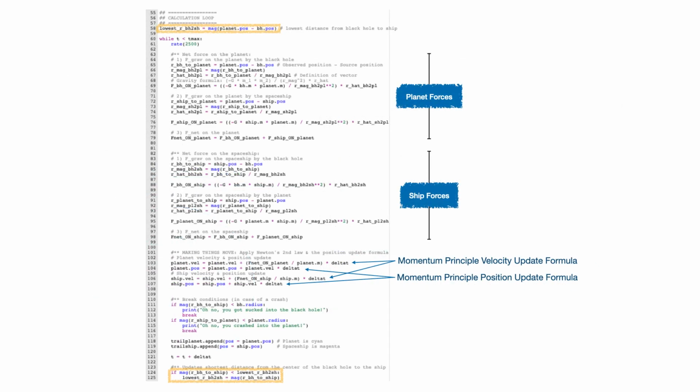This section of part 2's code is the calculation loop. It calculates the net forces acting on the planet and the spaceship with the relative position vectors and the gravitational force formula. With the calculated net forces, the velocity update formula, and the position update formula, the loop updates the planet's and ship's positions in the model. Of note, the closest the spaceship gets to the black hole is stored in the lowest RBH2SH variable. The code for this is boxed in orange.